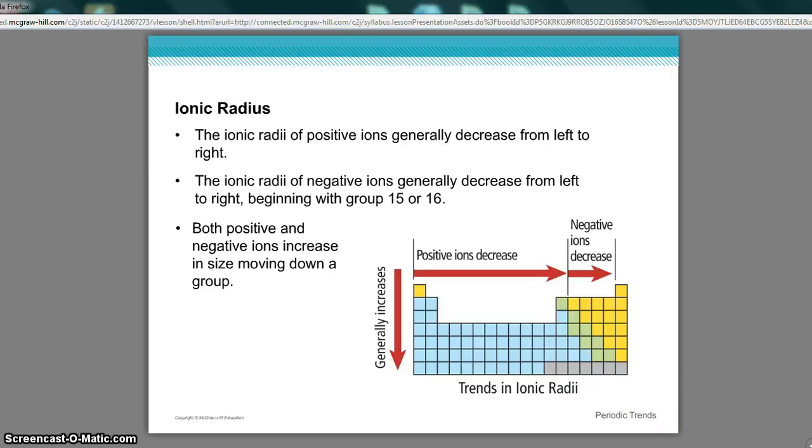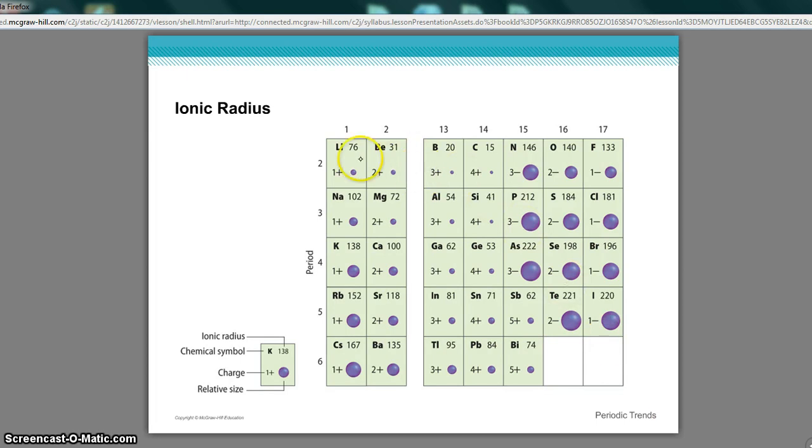All right, so let's take a look at our chart on the next slide that's in your notes. Okay, so you can see that here we have our cations getting smaller, smaller, smaller, and then right at group 15 and group 16 down here, that's where we flip over and we start gaining electrons and becoming negatively charged anions. But you can see they still get smaller, smaller, smaller. Okay, so the trend is decrease as you go across from left to right, increase as you go down the periodic table.